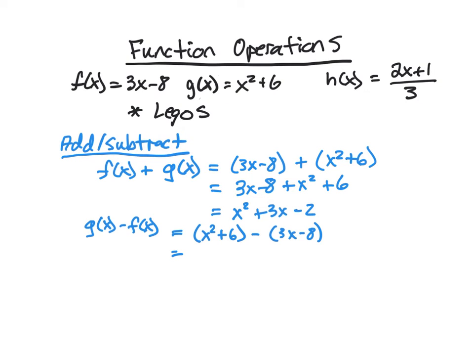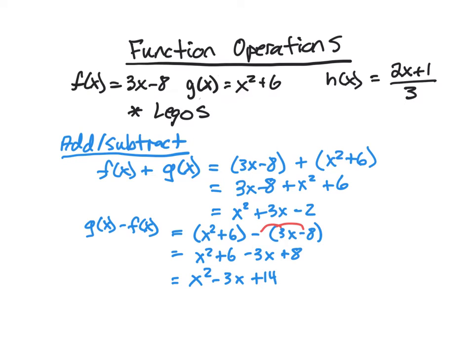We have to remember that I have to distribute this negative 1 inside both terms of the f of x. When I do that, I'm going to end up with x squared plus 6, our g of x function, and then minus 3x, and then negative times the negative gives me a positive 8. So I've distributed the negative through. Now we combine our like terms and rewrite it in that descending power order. So x squared minus 3x, and then positive 6, positive 8 gives me positive 14.